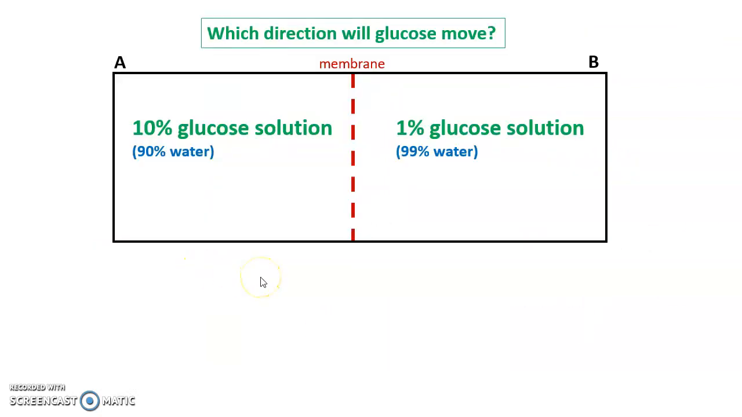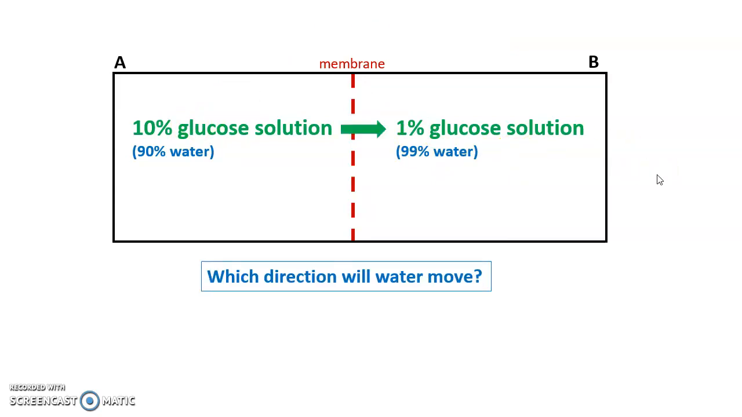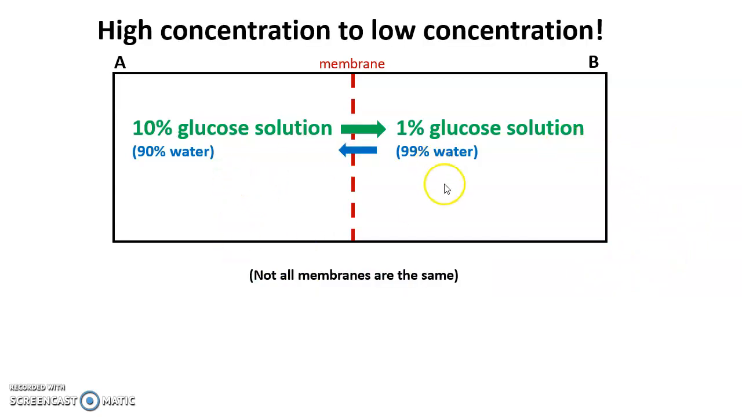All right, which direction will glucose move? Here's the membrane, 10% glucose solution on side A, 1% on side B. Which direction will glucose move? It'll move to side B, going from high concentration to low concentration. Which direction will water move? Water will move to side A, going from high concentration to low concentration. With or without membranes, that's how the movement occurs if the movement is at all possible.